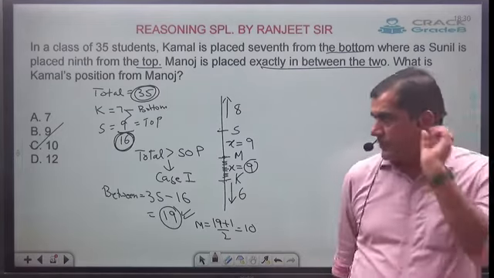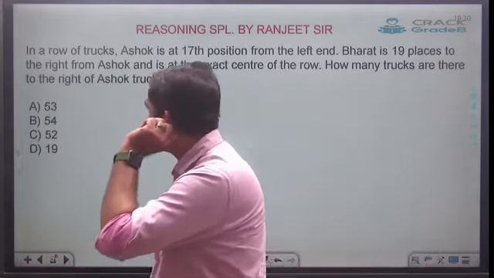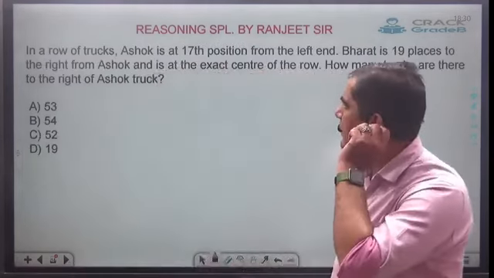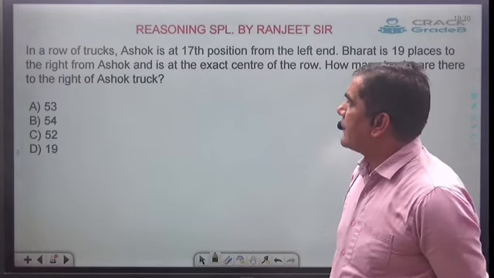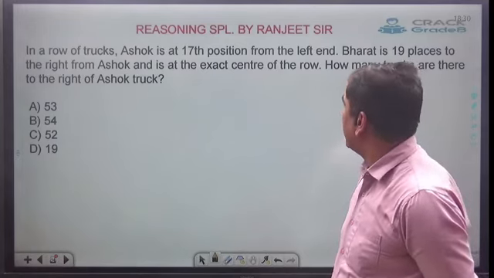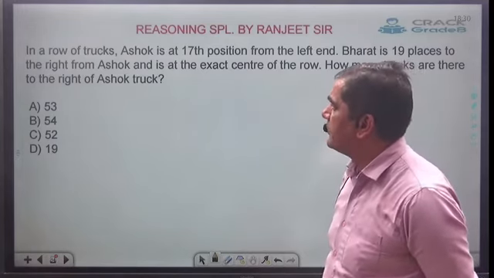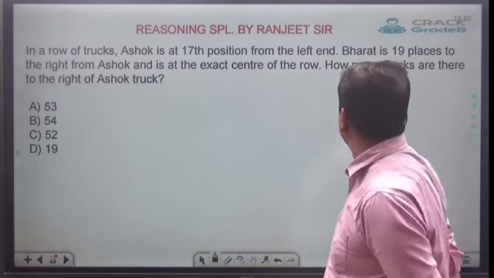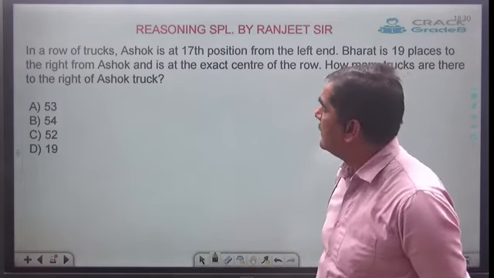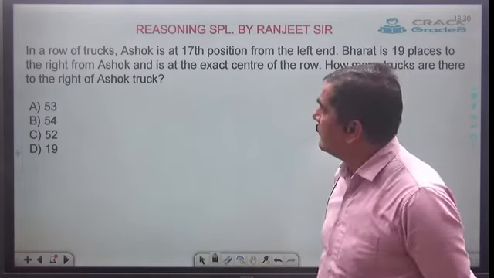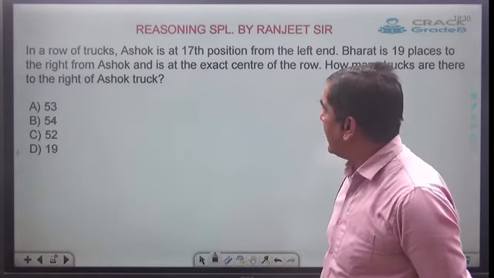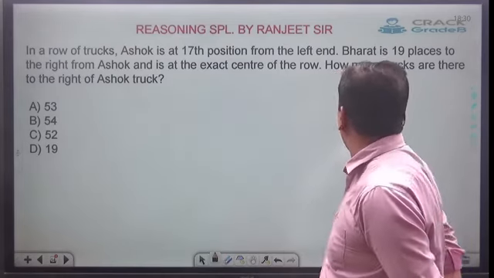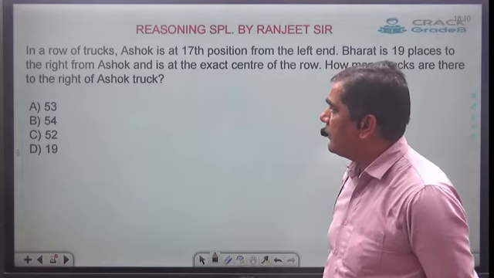Concept clear? Okay. Go for the next one. In a row of trucks, Ashok is 17th position from the left. Bharat is 19th place to the right from Ashok, and is at the exact center of the row. How many trucks are there to the right of Ashok's truck?